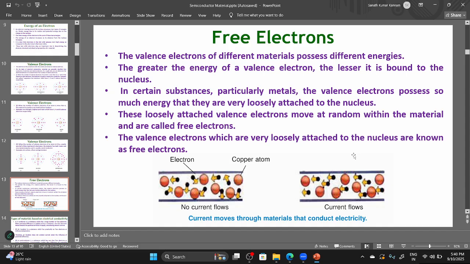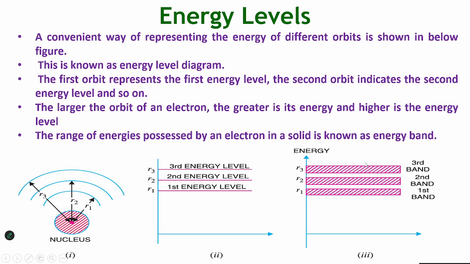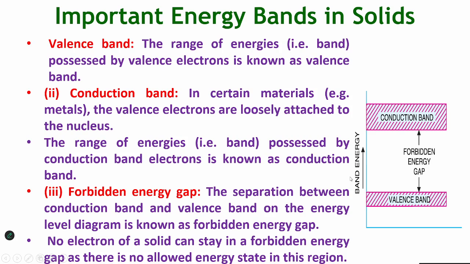Here we are concentrating only on the last band, which is the valence band. The important energy bands in solids: one is the valence band. What is the valence band? This is the range of energy in which valence electrons are present. That is the valence band.